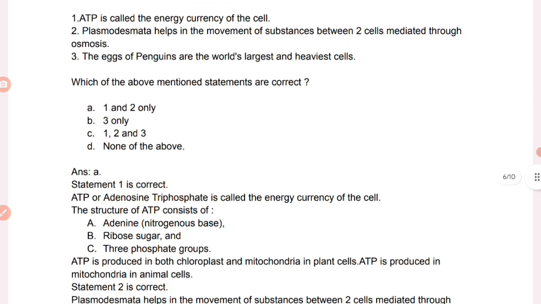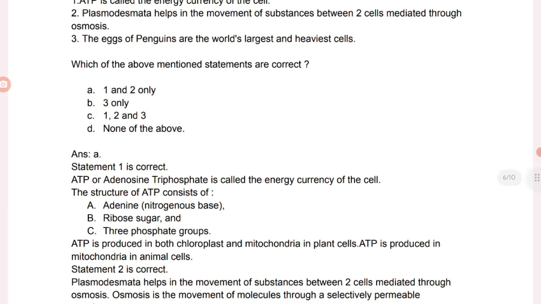So, ATP is called the energy currency of the cell. That's correct. Adenosine triphosphate is called the energy currency of the cell. Plasmodesmata helps in the movement of substances between two cells mediated through osmosis. So this is also correct.